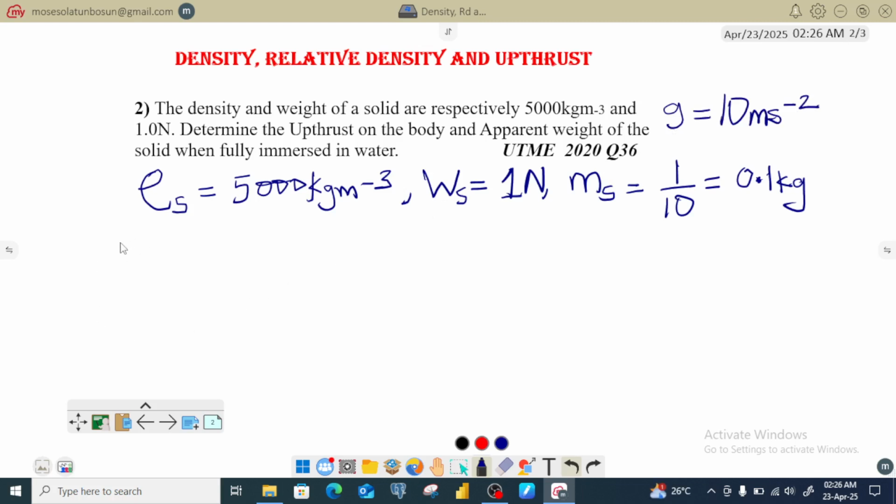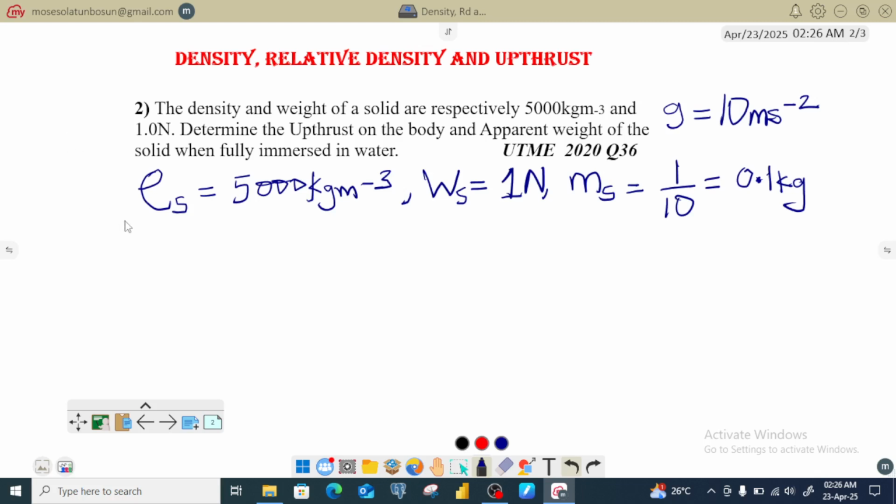Okay, now we have this information from the question. Now the first question says we have to determine the upthrust, but before we can determine the upthrust, we need to find the volume of this solid, and also consider some other factors before we can find the upthrust.